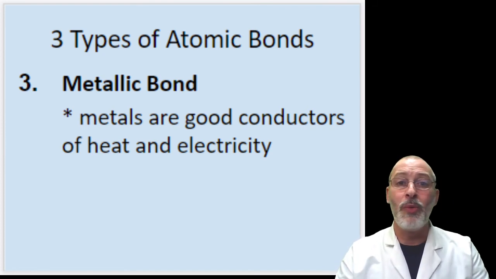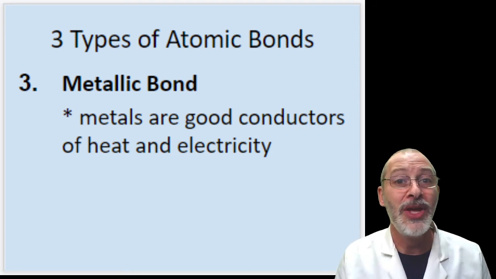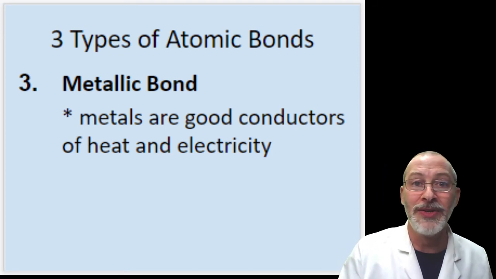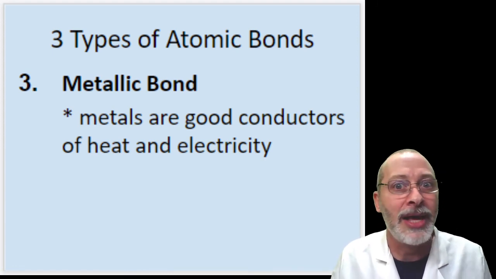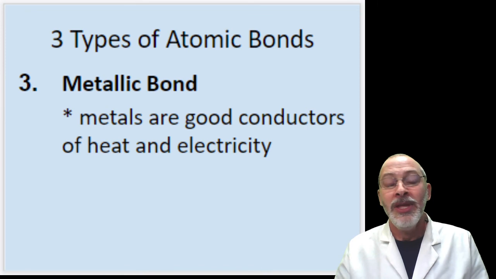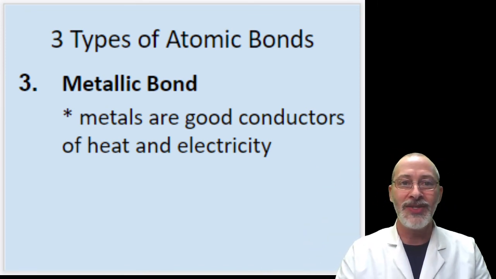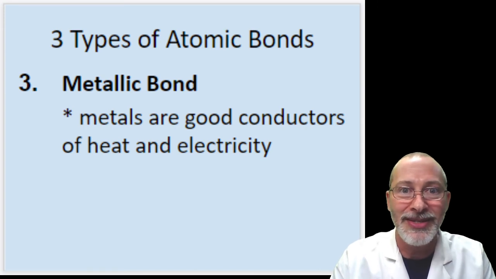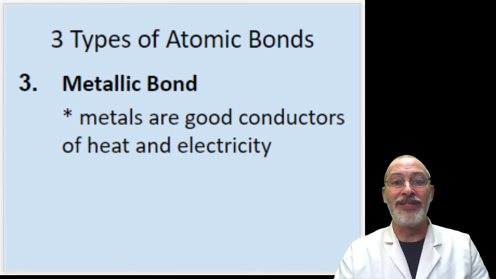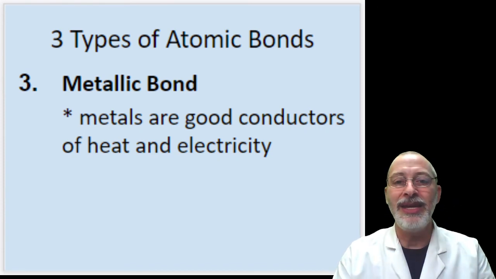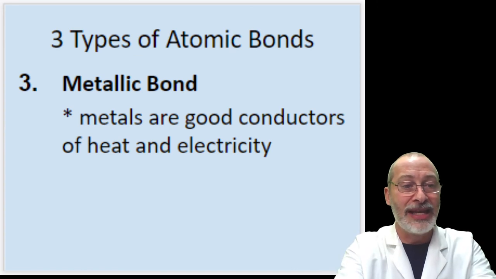After all, think about what electricity is. Electricity is the flow of electrons. So if something is held together with a metallic bond, as metals are, you've got a free flow of valence electrons. That's what electricity is. It's kind of cool when you think about it. Okay? So metallic bonds aid in a metal's ability to be an excellent conductor of heat and electricity.